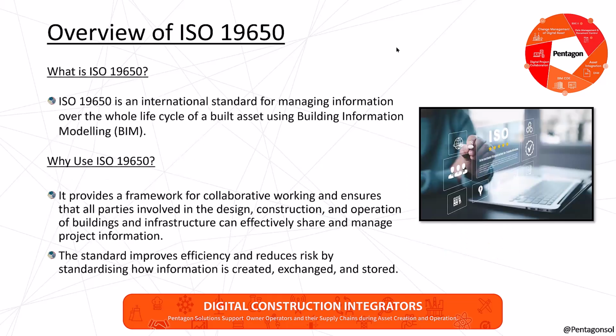Thank you, Stephen. So firstly, we're going to look at what actually is ISO 19650. So as you can see on the screen there, it's an international standard for managing information over the whole life cycle of a built asset using BIM or building information modeling. So that's what it is, but why do you want to use it? Because it will provide a framework for collaborative working, and it will ensure that all parties involved in the design, construction and operation of the building and infrastructure can effectively share and manage project information. The standard improves efficiency, it reduces risks, and it standardizes how information is created, exchanged and stored.